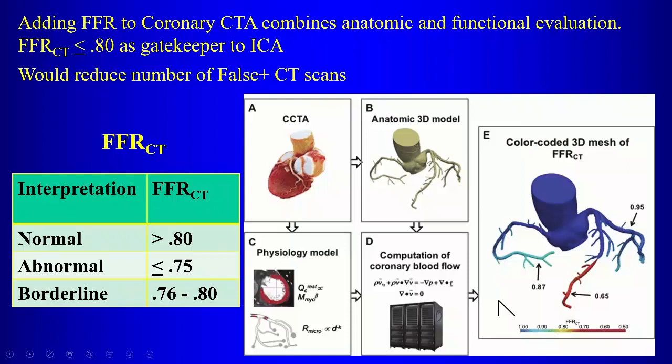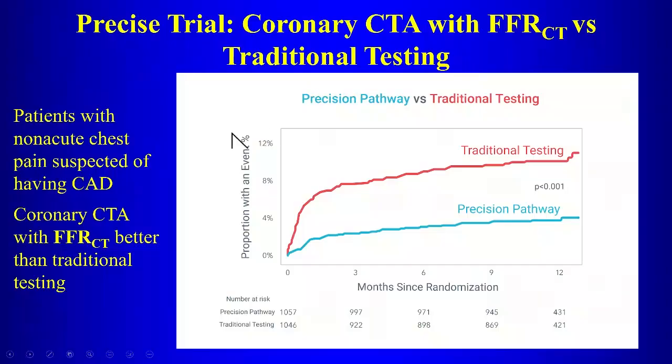And so in addition to the anatomic information you get from your CT, you send out the data set to get these fractional flow reserve measurements, and then you can use this also to guide the recommendations that you would give the physician. This just came out a few months ago, the PRECISE trial, where they compared coronary CTA with fractional flow reserve to traditional testing.